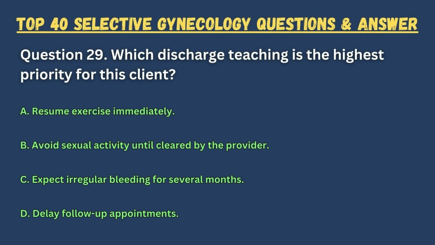Question 29. Which discharge teaching is the highest priority for this client? A. Resume exercise immediately. B. Avoid sexual activity until cleared by the provider. C. Expect irregular bleeding for several months. D.